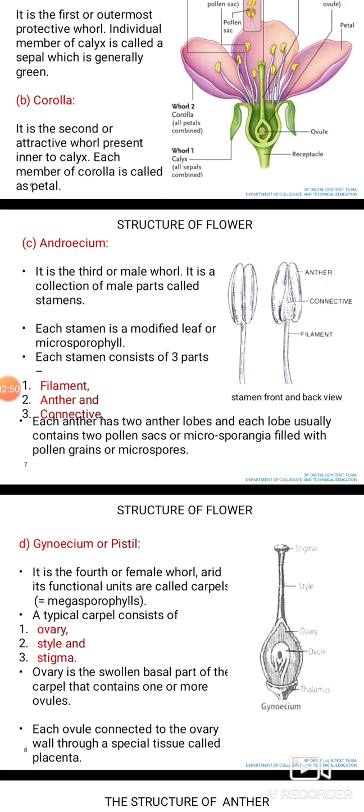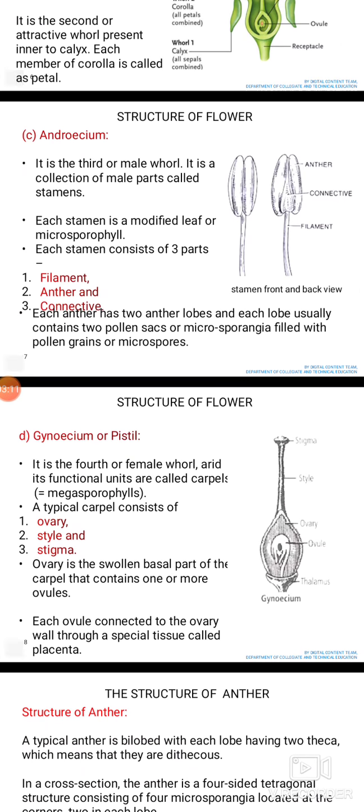The next accessory part is gynoecium or pistil. This is the fourth whorl, and its functional unit is known as carpel. A typical carpel consists of three parts, namely ovary, style and stigma. Ovary is the swollen basal part of the carpel that contains one or more ovules. Each ovule is connected to the ovary wall through a special tissue called placenta.